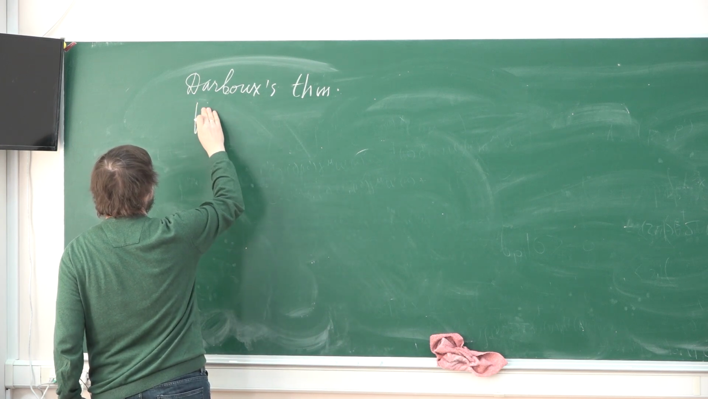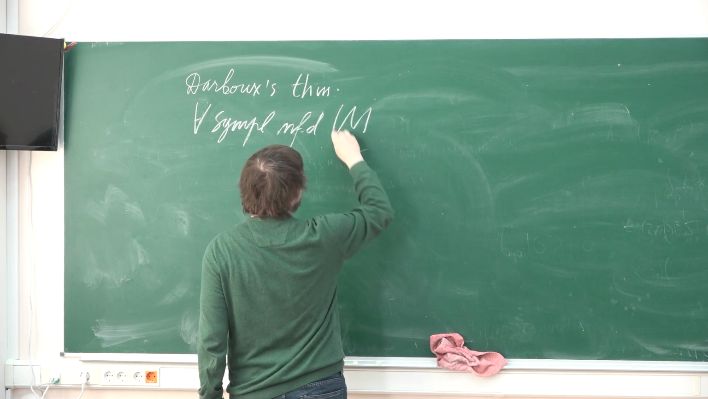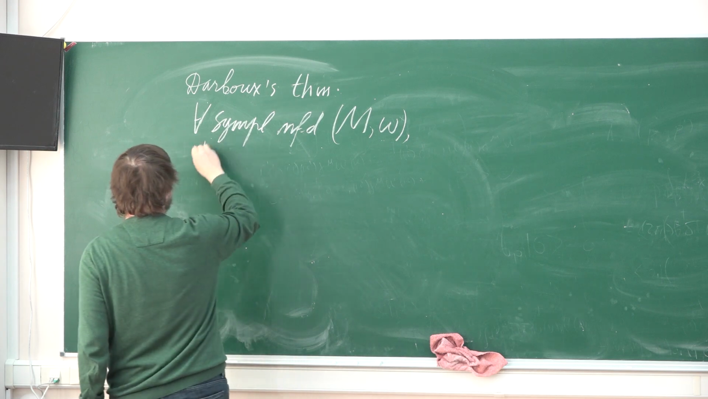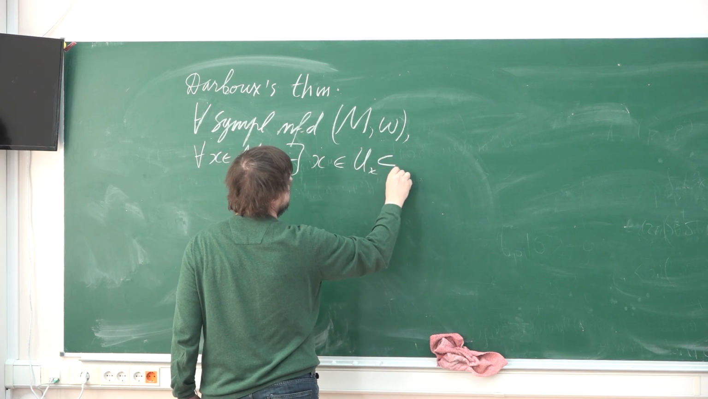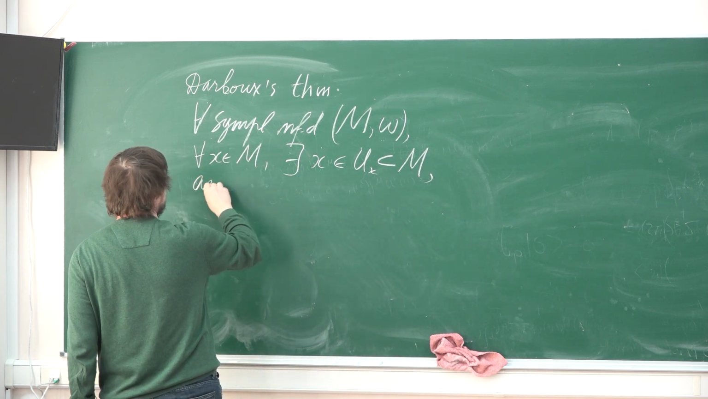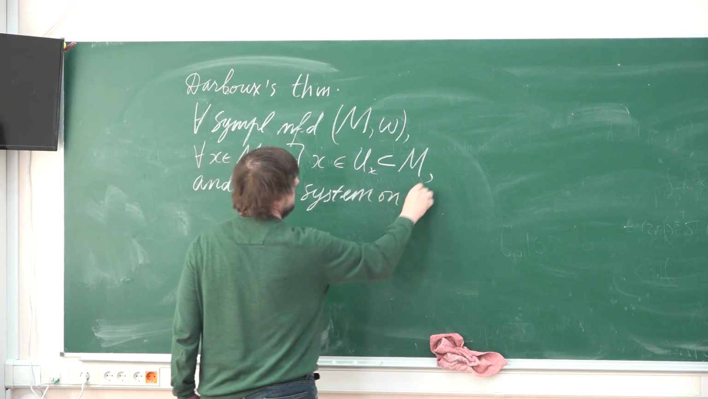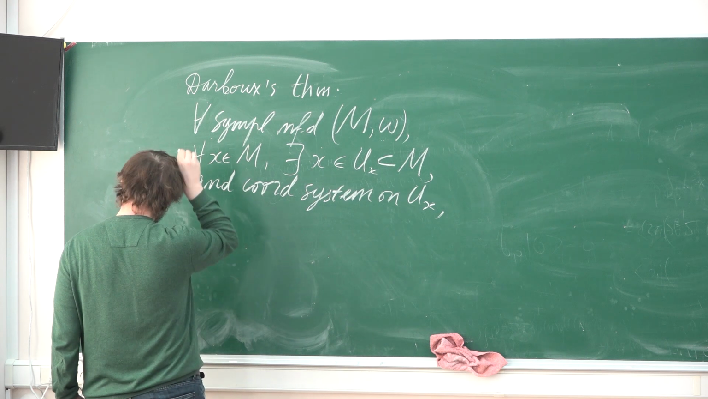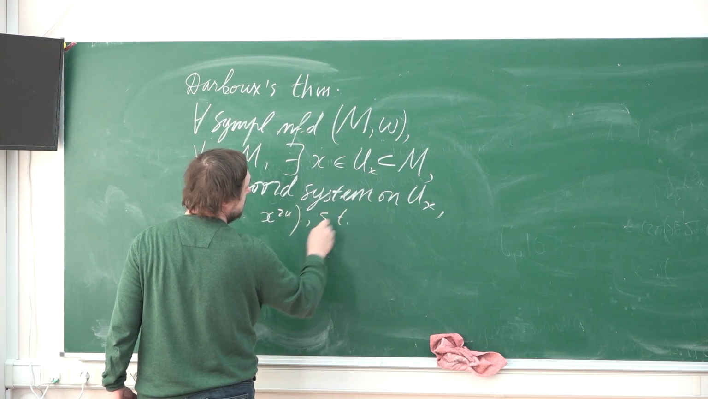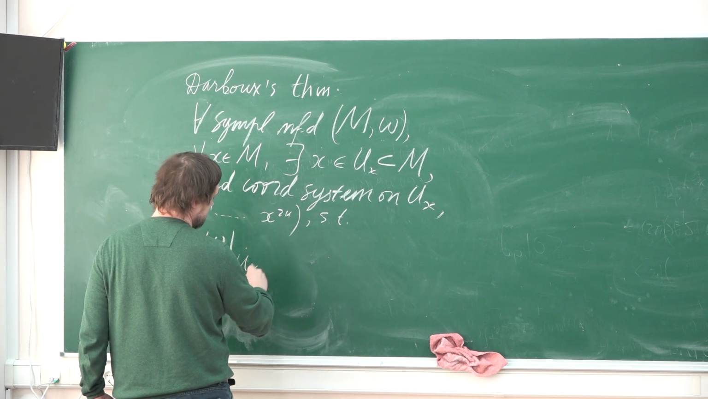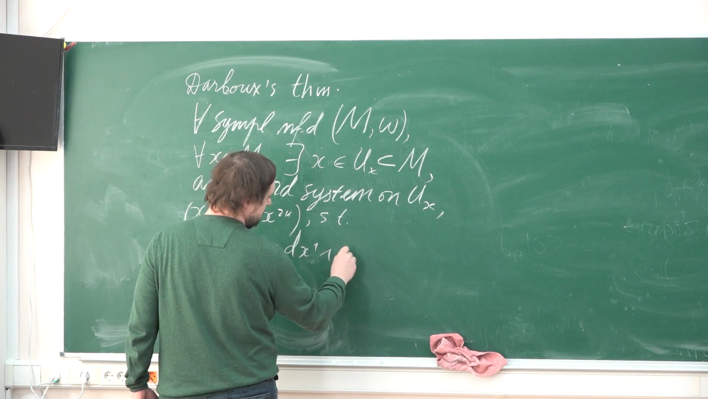For every symplectic manifold M with symplectic structure omega, and for every point x in M, there exists an open neighborhood Ux of x and a coordinate system on Ux, x1 through xn, such that the restriction of omega to Ux will be equal to the standard symplectic structure in these chosen coordinates.